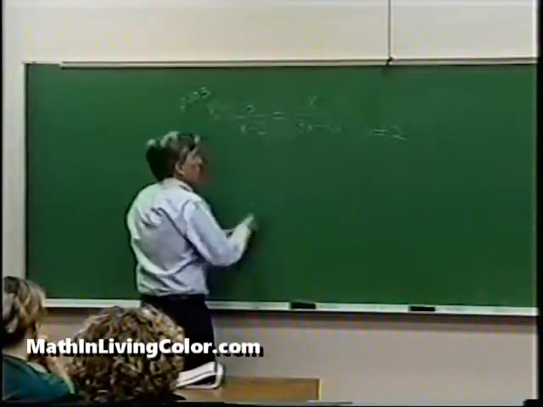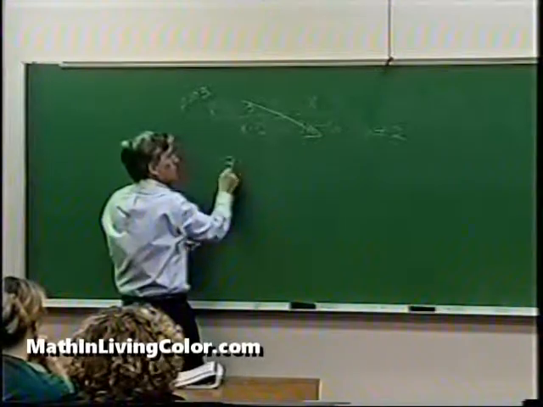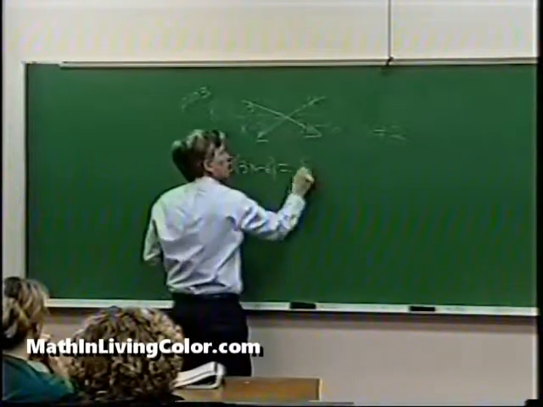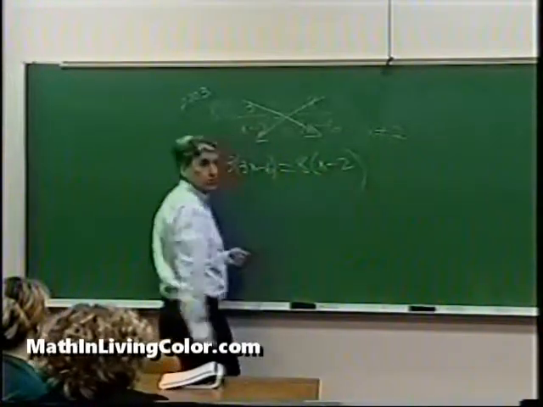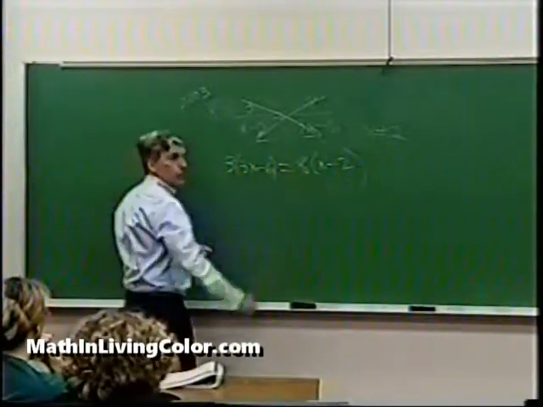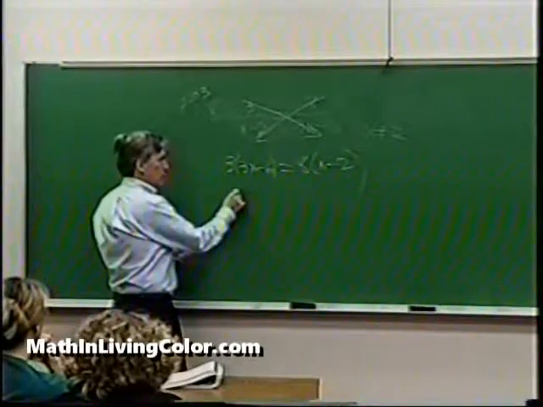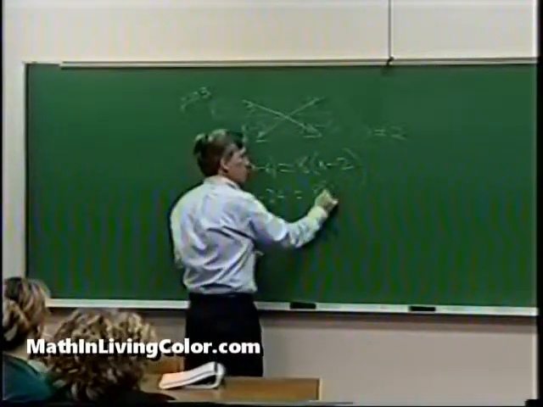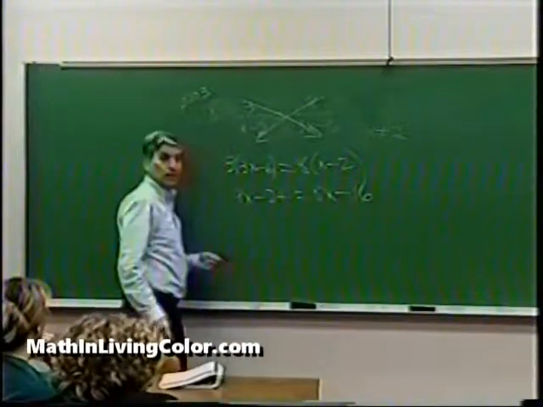You can do this times this, 3 times 3x minus 6 equals 8 times x minus 2. And now multiply out the parentheses, and let's see what you get. 9x minus 24 equals 8x minus 16. And then what?